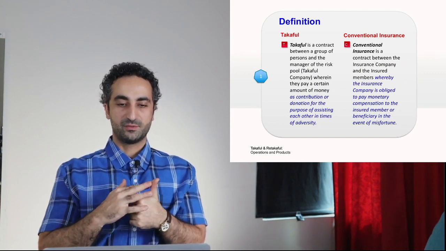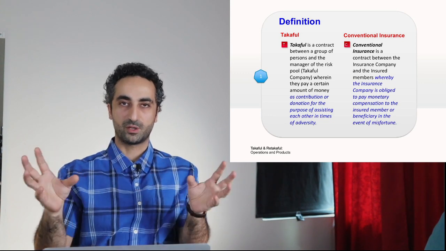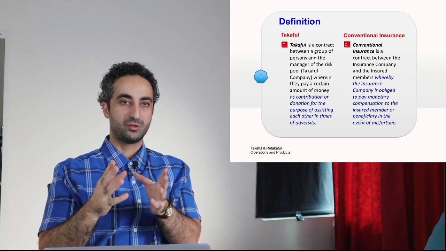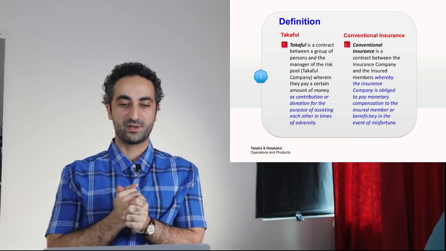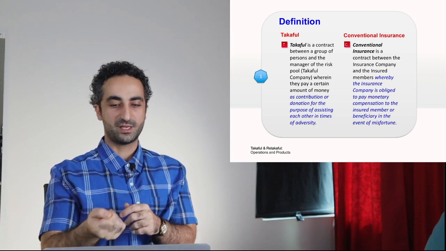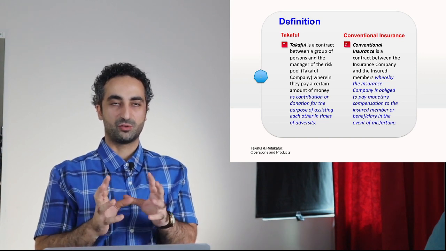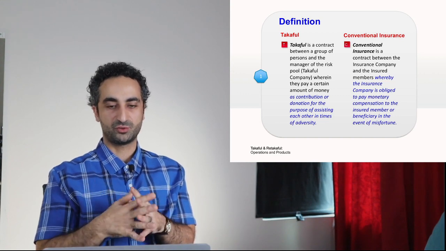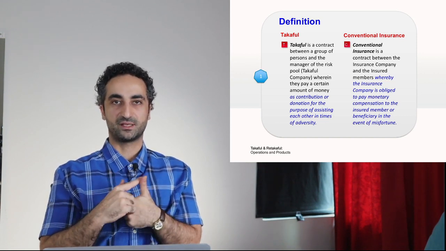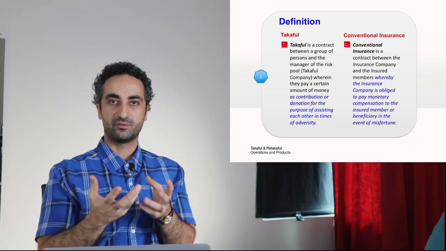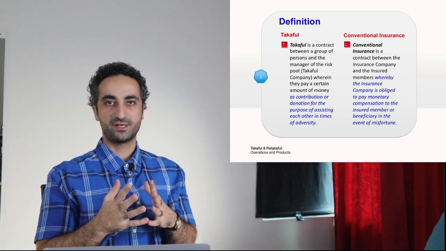So, in simple terms, Takaful is a contract between a group of persons and the manager of the risk fund. So we have two main parties, which is very apparent actually. So we have the participants and then we have the TO, wherein participants pay a certain amount of money as a contribution. Now let's focus on this, or donation. So you can even call it a donation, the contribution. That's how important donation is in Takaful business, for the purpose of assisting. So we can even now start to see the aim of the Takaful company, for the purpose of assisting each other in times of adversity when you face the risk.